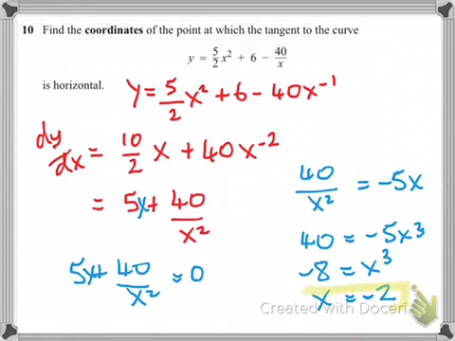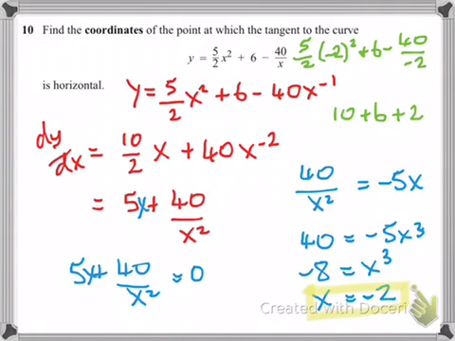Okay. So to find the coordinates, we put minus 2 back into the top equation to find the y value. So y is equal to 5 over 2 times minus 2 squared plus 6 minus 40 over minus 2. Minus 2 squared is 4, times 5 is 20, divided by 2 is 10, plus 6, and minus and minus is plus, 40 divided by 2 is 20. So we've got 36. Okay, so your point is (minus 2, 36).